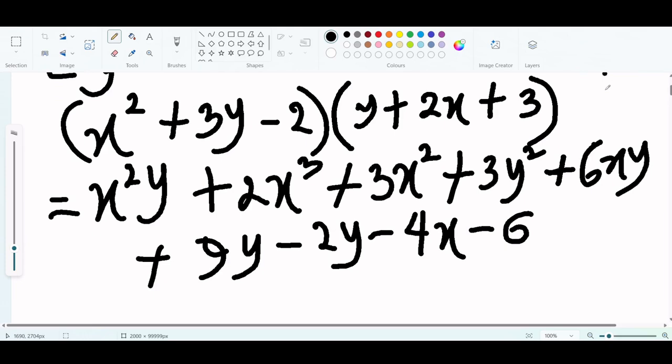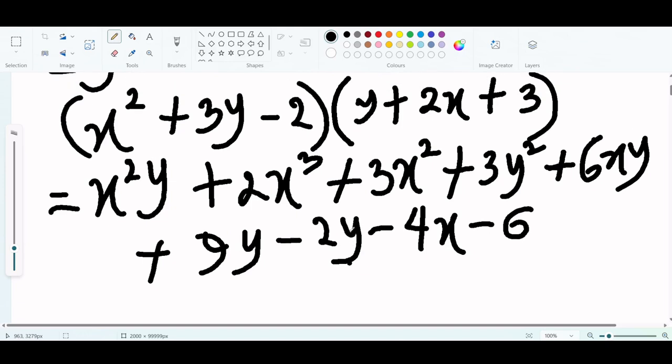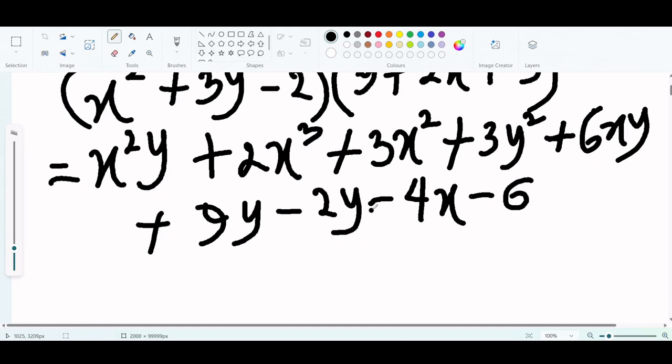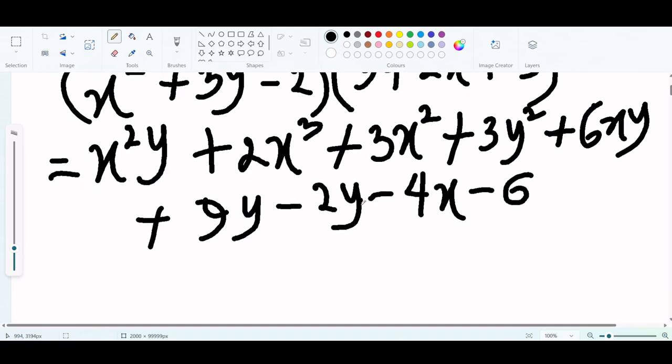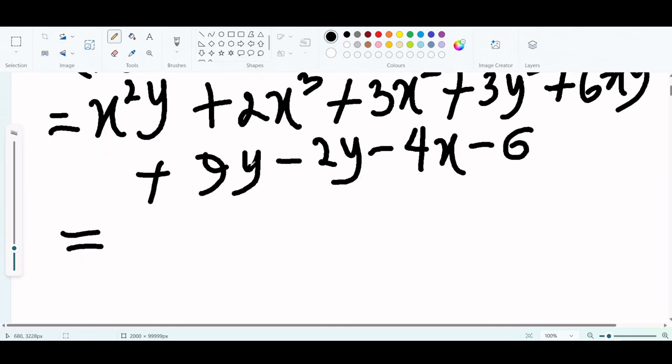So we'll now look at the expansion. Is there anything that can add each other? Is there any term here that can add each other? The only term I can see that can add is this one and this one, right? That's the only one that I see. It is 9y and 2y. So we can just add them together because they have the same y.